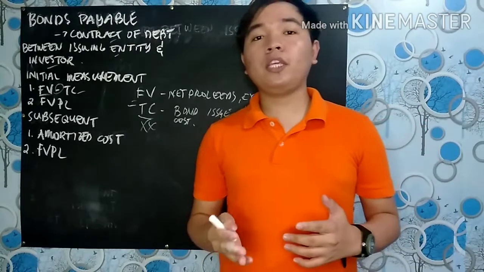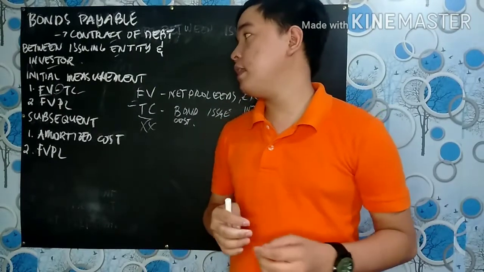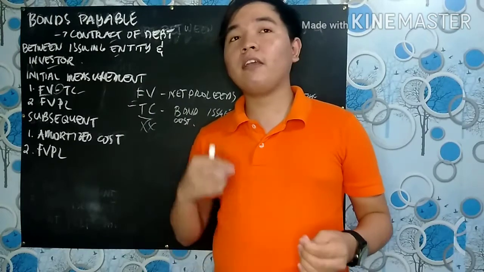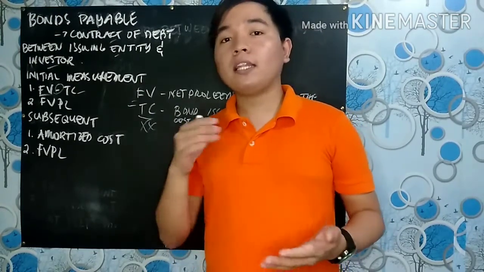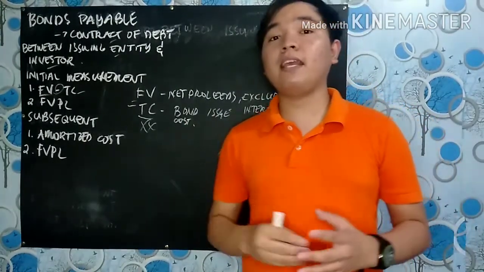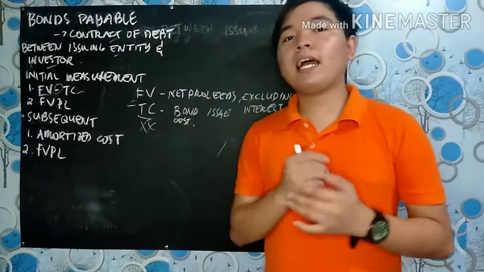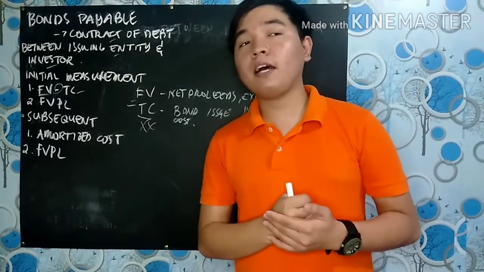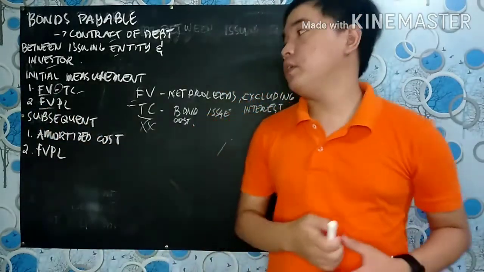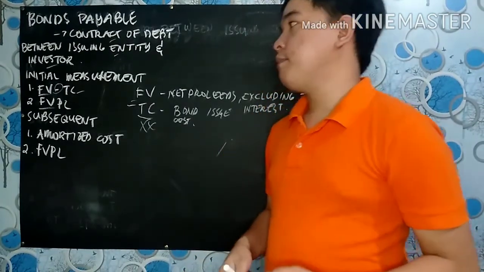Pangalawa naman is yung fair value through profit or loss. Kapag yung issuing entity, ang ginamit niya na standard of initial measuring the bonds payable is FVPL, ano na to? Irrevocably elected or irrevocably designated ng issuing entity na i-record yung bonds as FVPL. So, irrevocably designated. So, lagi niyo po tatandaan, kapag may na-encounter po kayo na problem, na kapag may nakalagay na irrevocably designated by the issuing entity, yung initial measurement niya sa bonds, FVPL po iyon.